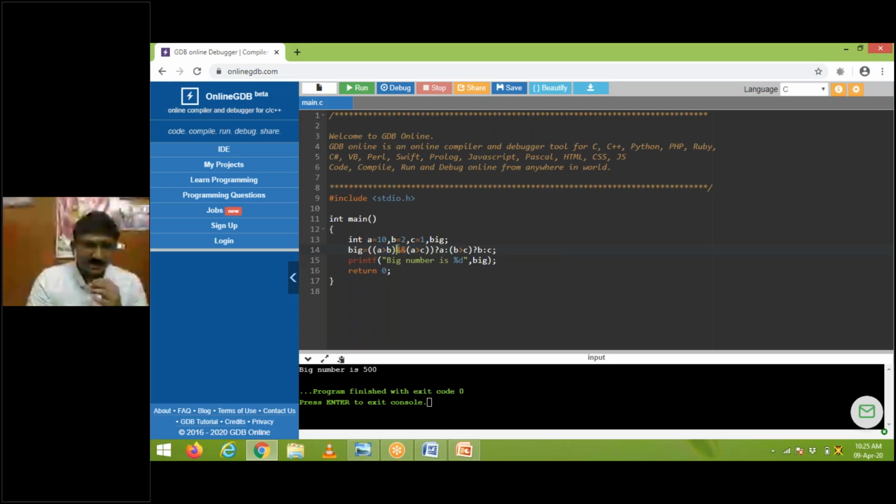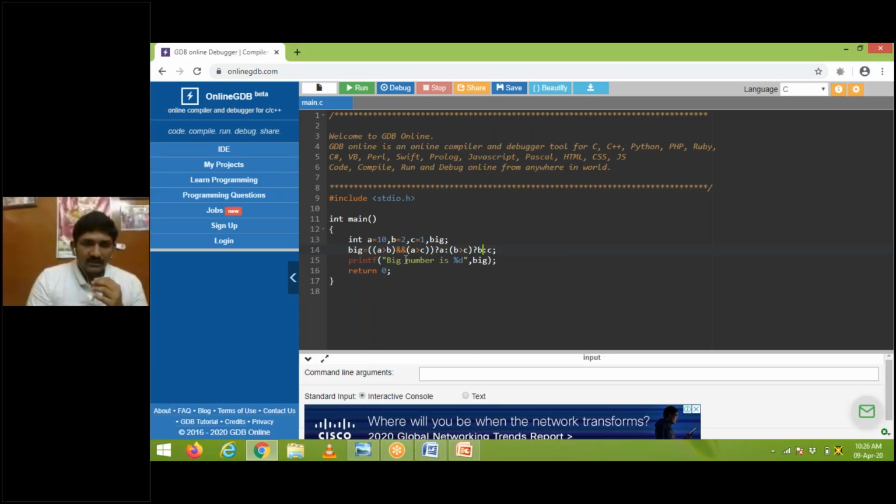If a is greater than b is not true, that means false, or if a is greater than c is false, then a value will not be evaluated. Then it goes to b greater than c. Now again I'm giving the conditional operator. You can declare it like this: b greater than c question mark b colon c. If b greater than c is true, then b value will be stored in big, and if b greater than c is false, then c value will be evaluated in big.